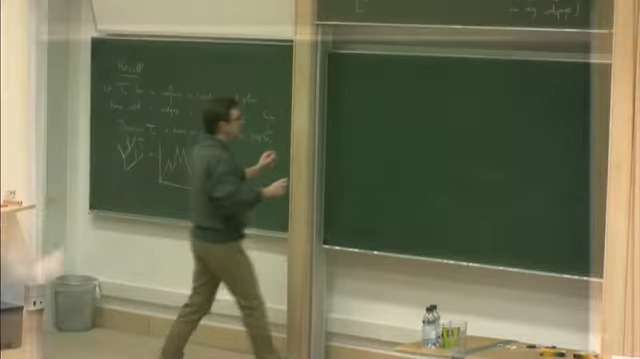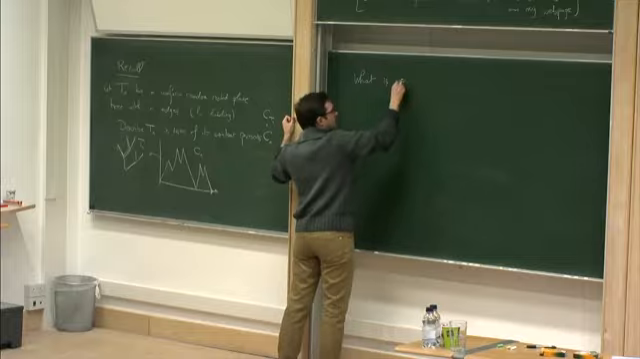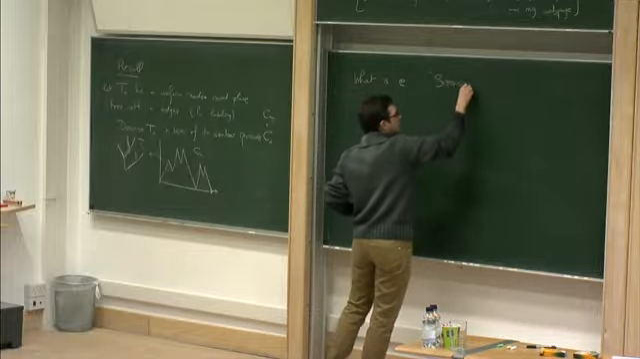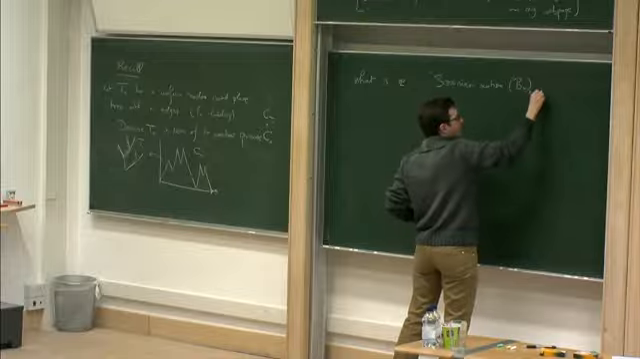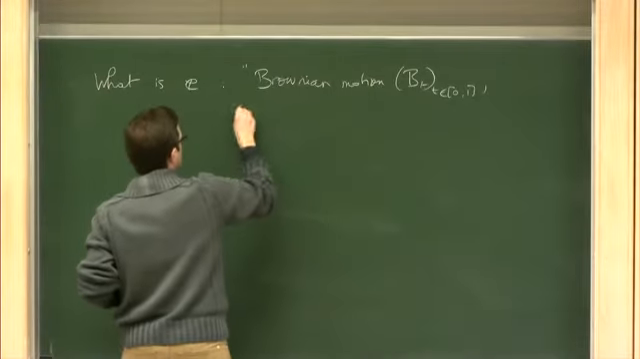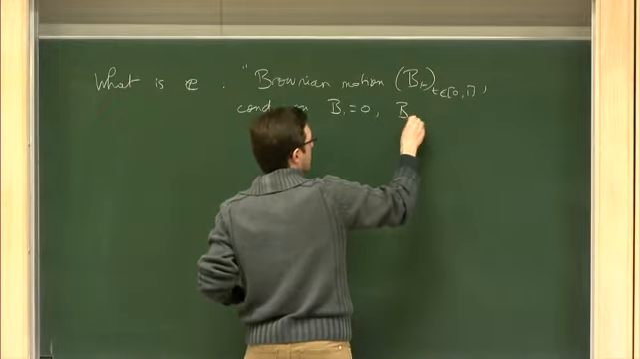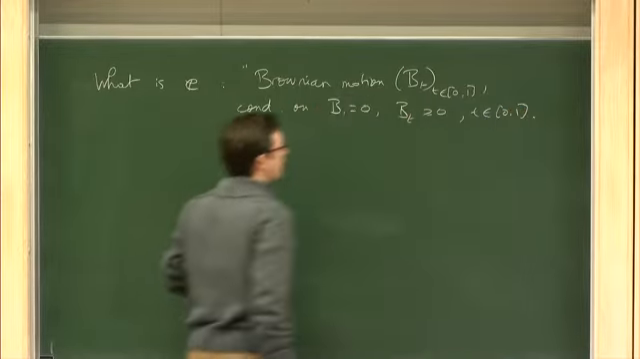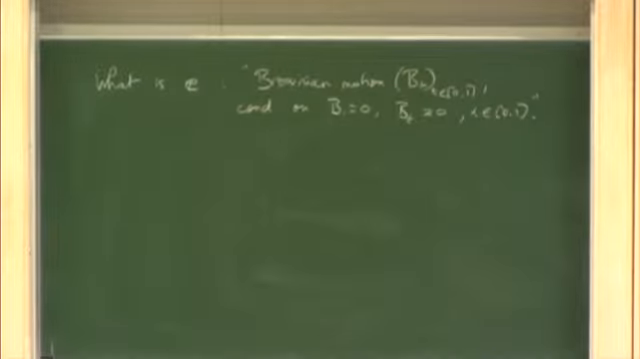Okay, so again, I'm not going to prove this theorem, but I at least want to comment on it. So what is E? Again, it is a Brownian motion, Vt, but conditioned on B1 equals 0 and Vt non-negative all over the interval, and this conditioning really does not make sense.